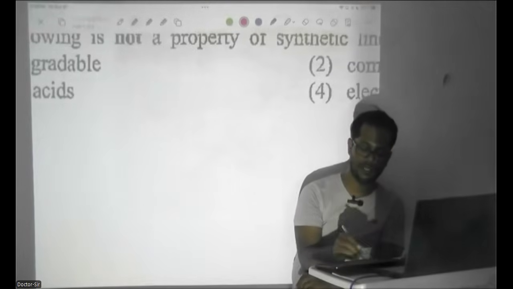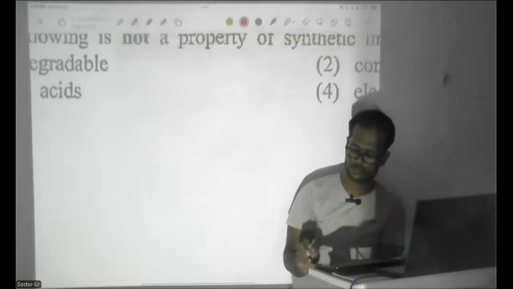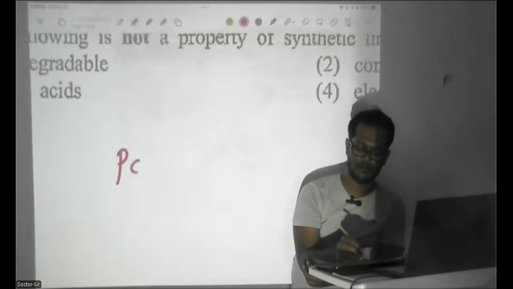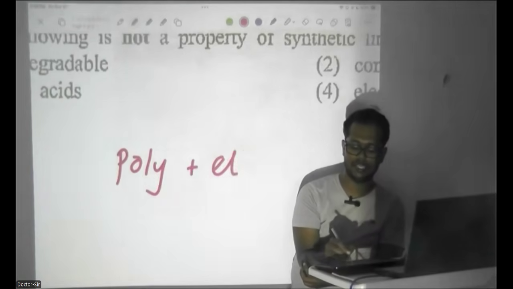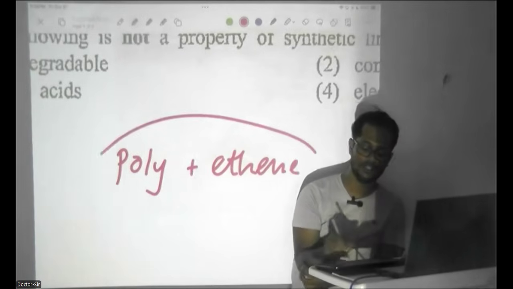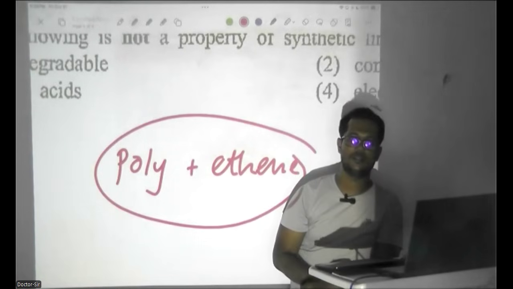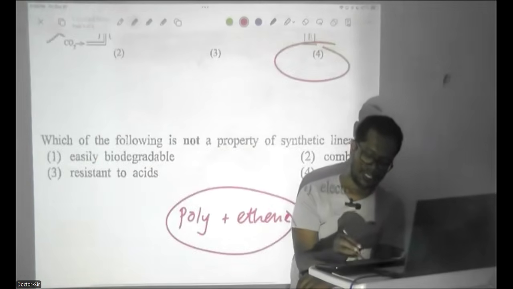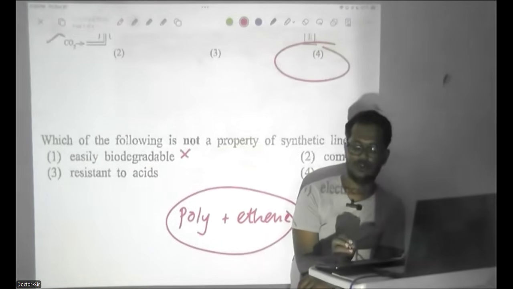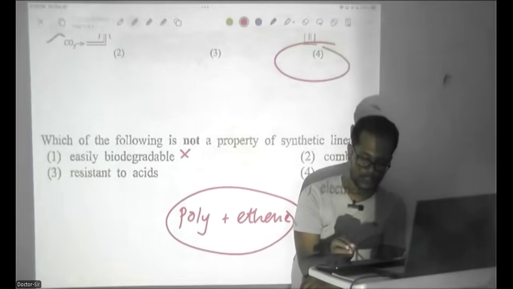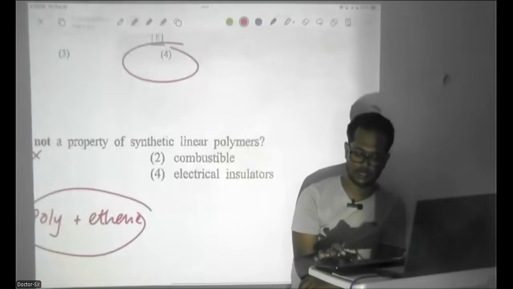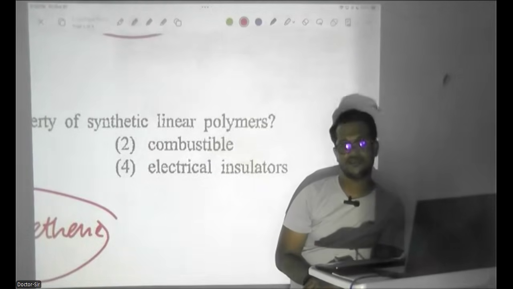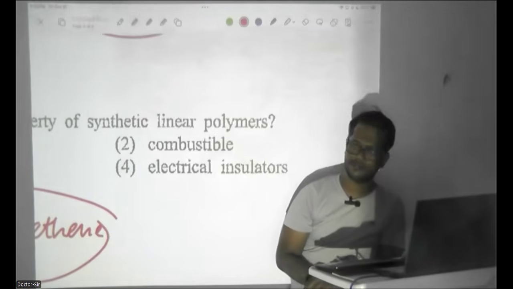Polyethylene. Usually we use the name poly, which means a large number, so polyethylene is many ethene molecules. Easily biodegradable? No, that's wrong. Combustible? Yes, combustible, it can be burned.